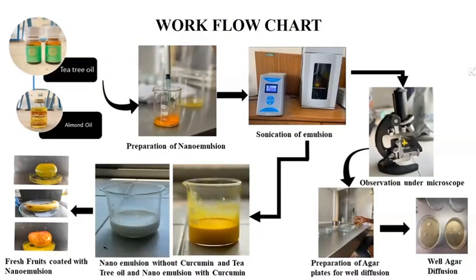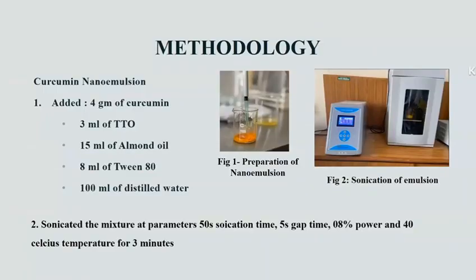This is the workflow of our project. For preparing curcumin nanoemulsion, we added 4 grams of curcumin, 3 ml of tea tree oil, 15 ml of almond oil, 8 ml of Tween 80, and 1800 ml of distilled water. Then this mixture was sonicated using the following parameters.